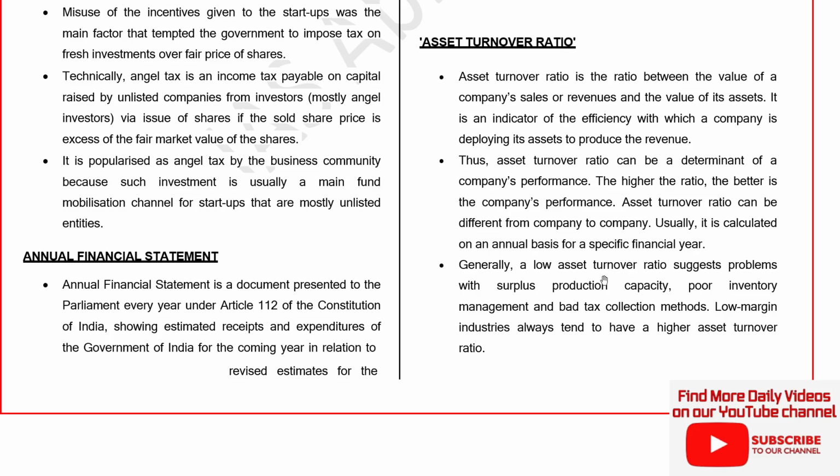Generally, a low asset turnover ratio suggests problems with surplus production capacity, poor inventory management, and bad tax collection methods. Low margin industries always tend to have a higher asset turnover ratio.